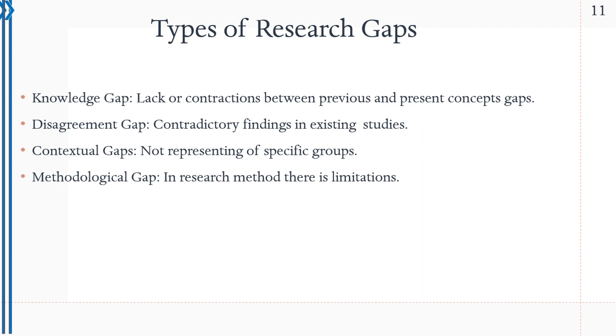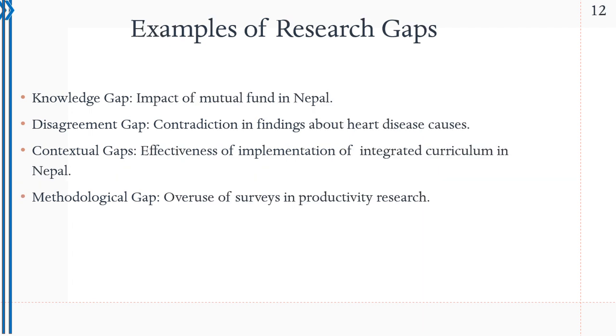For example, you might argue that the bulk of the existing research has taken a quantitative approach, and therefore there is a lack of rich insights and texture that a qualitative study could provide. And similarly, most studies on employee productivity rely on self-reported surveys, which may bias results. Research could use mixed methods for more objective data. Okay, these are some examples of research gaps.